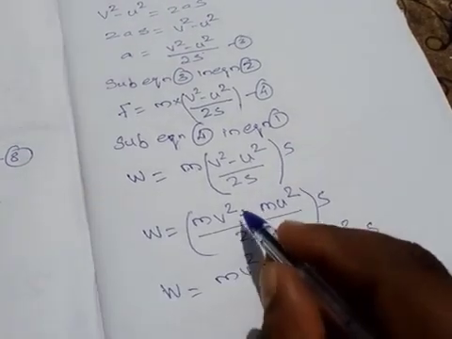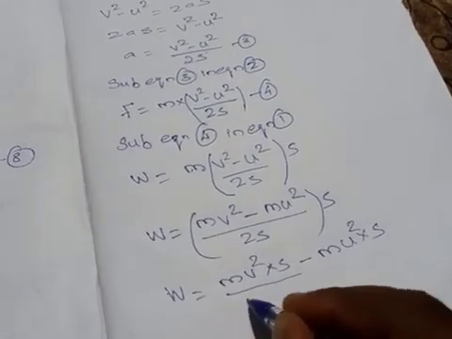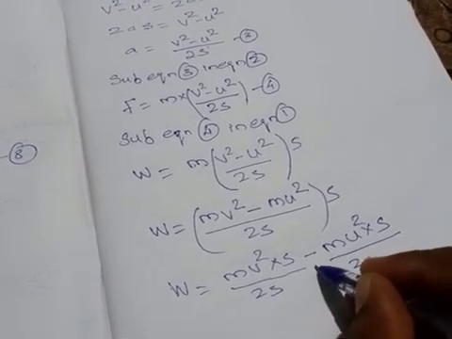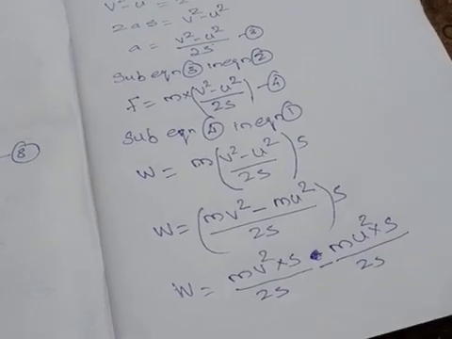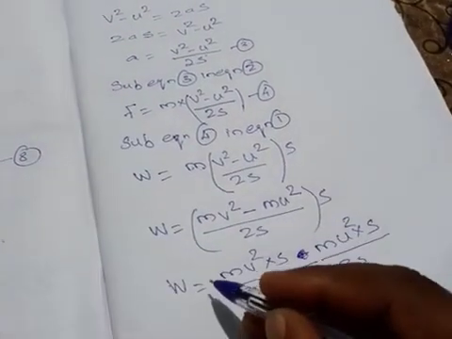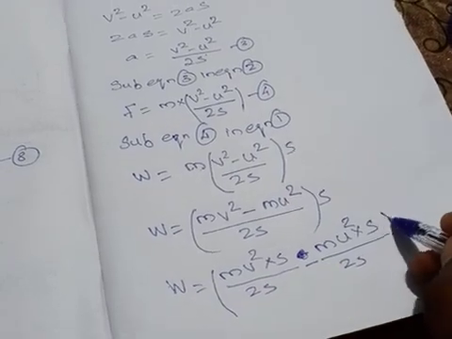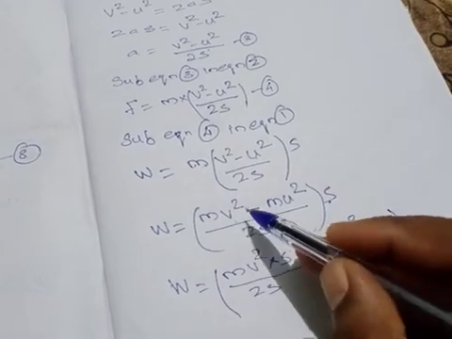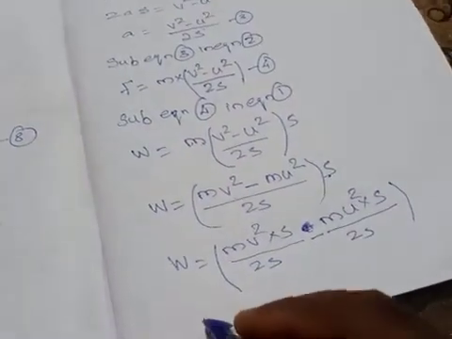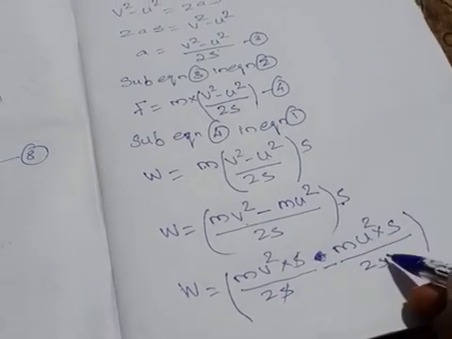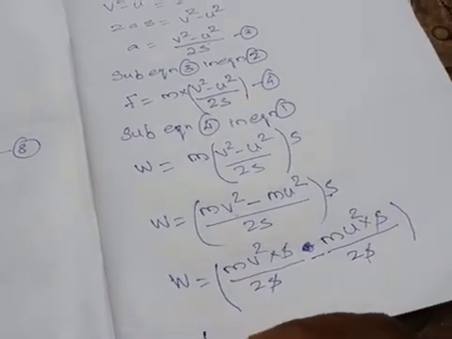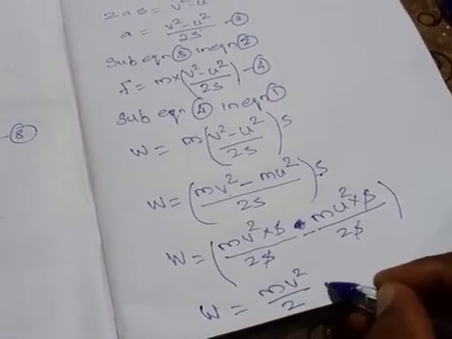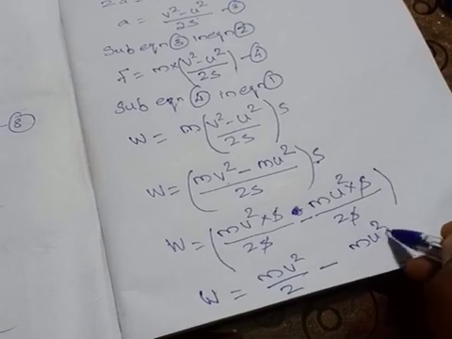I am splitting this into 2. So divided by 2S here, and here also divided by 2S. Here the minus will come; the minus I am keeping. So it is split, multiplying this S inside and splitting into 2. That much only. Next step, S cancels here. So we will get W equal to mV square by 2 minus mU square by 2.